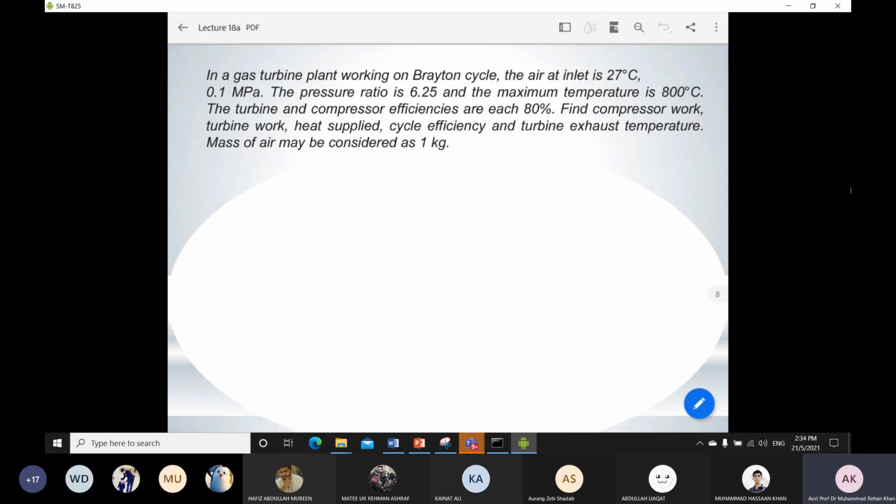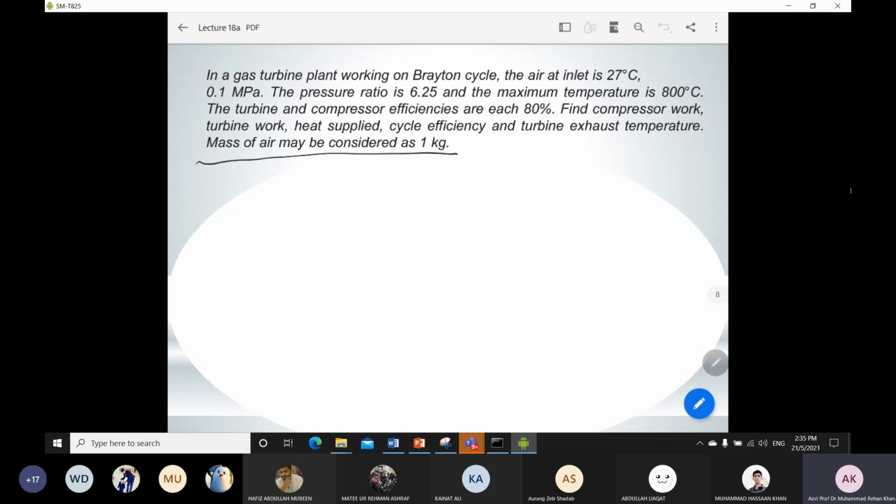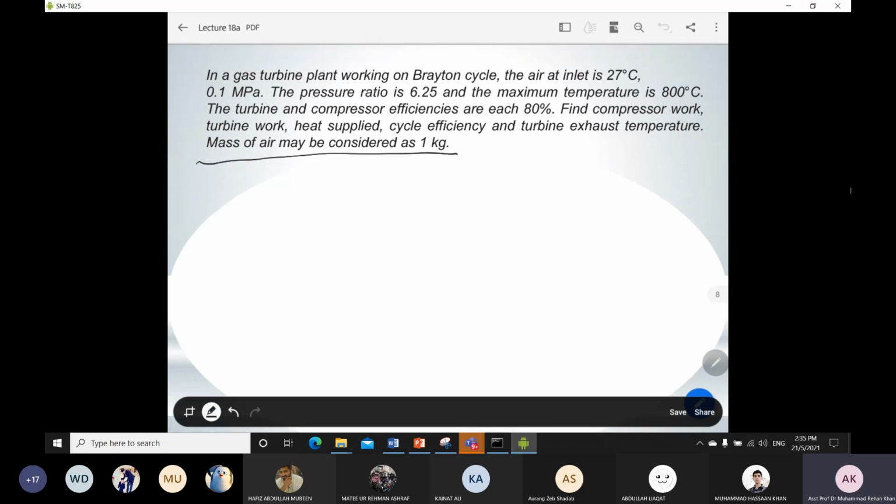In a gas turbine power plant working on a Brayton cycle, the air at inlet is 27 degrees Celsius. So your T1 and P1 are known to you from the question. The pressure ratio is 6.25. The maximum temperature is 800 degrees Celsius. The turbine and the compressor efficiencies are each 80%. Find compressor work, turbine work, heat supplied, cycle efficiency, and turbine exhaust temperature. The mass of the air may be considered as 1 kg. Okay, so here is the question. Now we can see how to deal with this type of question.